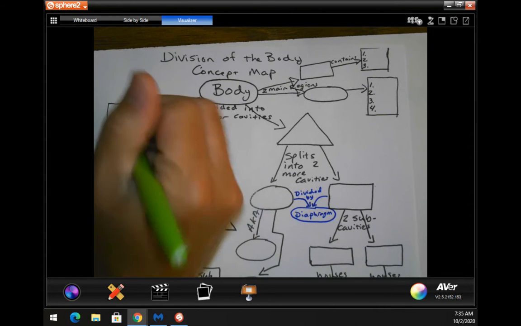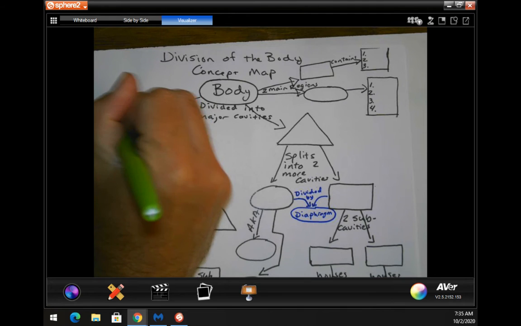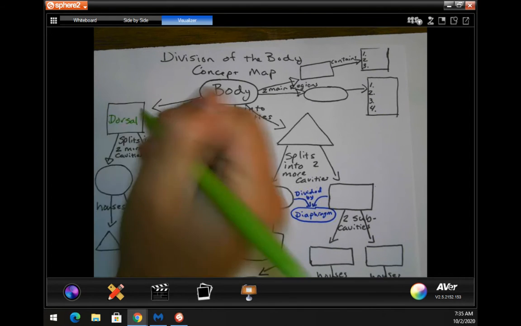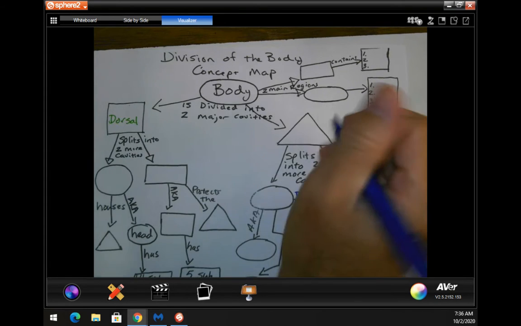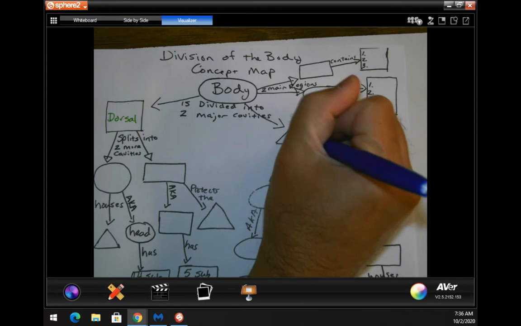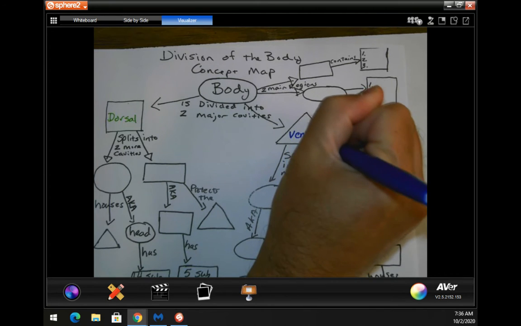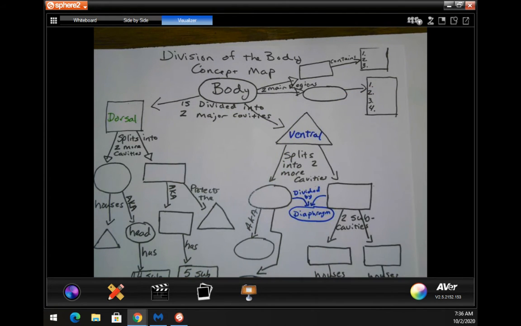So the first thing we have is what's called the dorsal cavity. The dorsal cavity is kind of like your back. It's basically the back part of your body. And then you have what's called the ventral cavity. So those are your two major cavities of your body.